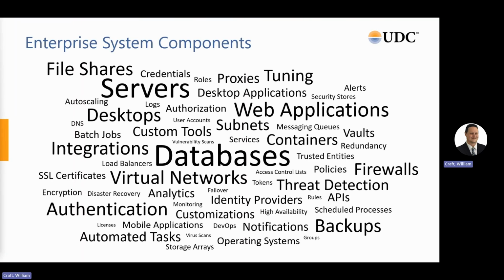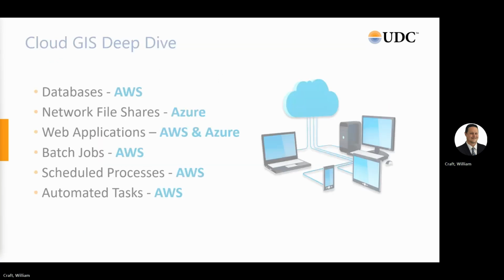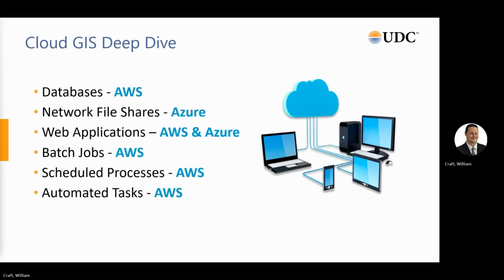An enterprise GIS involves so many components, and these components translate very nicely to cloud-native technologies. We won't be able to cover every component, so we'll do a deep dive today on these 6 specifically. Our deep dive will focus on leveraging cloud-native technologies. You'll see that today's presentation centers around 2 major cloud providers, AWS and Azure, but there are others out there that may be right for you.